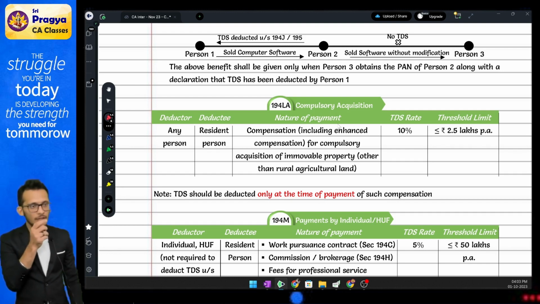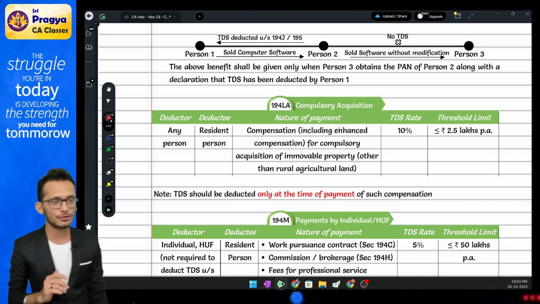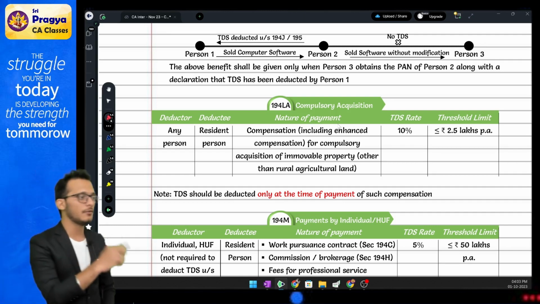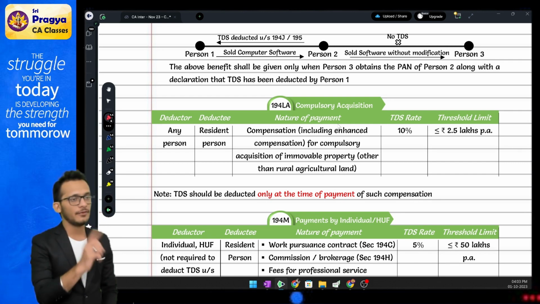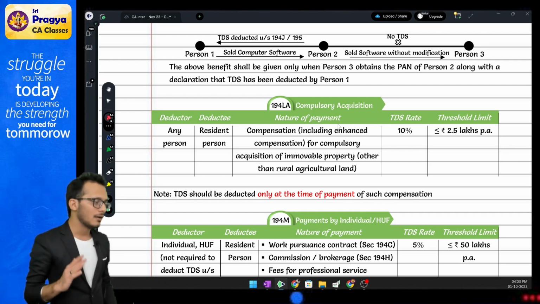Rahul, if at all this section is there and 194IA is there, which one to choose? LA should choose. If the government is planning to acquire your property, transfer will not happen as per 194IA, it will happen as per 194LA. It is 10% on a threshold exceeding 2.5 lakhs.